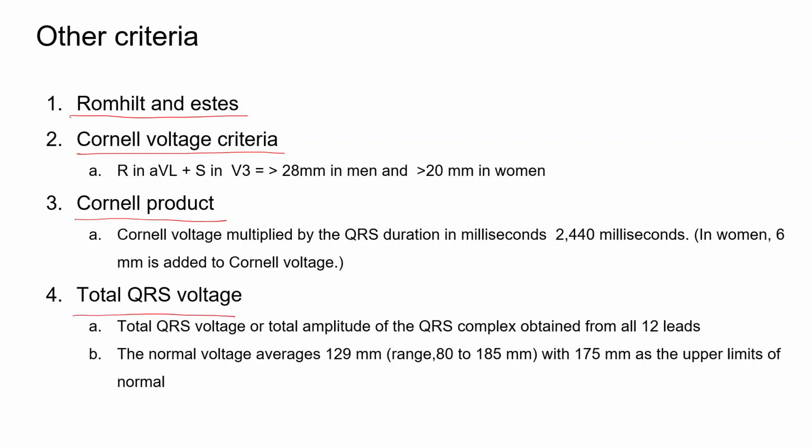In total QRS voltage, you have to add all the amplitudes of all the R waves in all the 12 leads. The normal voltage averages 129 mm with 175 mm as the upper limit of normal. So if you are adding up all the R wave voltages in all the leads, it should be less than 175. If it is more than 175, definitely that is LVH, and that is the total QRS voltage criterion.